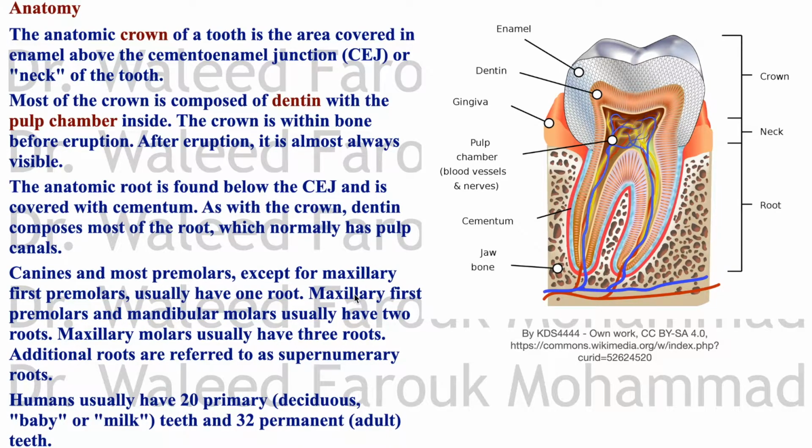Now, for the anatomy of each tooth, we have the crown. This is the portion above the so-called cemento-enamel junction. This is the cementum. This is the enamel junction. The crown is composed of dentin, as you can see here, and the pulp chamber, which is present inside.